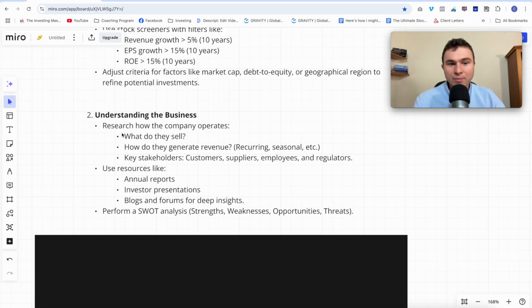Okay, step 2, understand the business. Research how the company operates. What do they sell? What do they do? How do they make money? Is this recurring? Like every year you have to buy the same stuff? I don't know, a chlorine chemical for a swimming pool? That's recurring. Either you buy the chlorine or your swimming pool turns green, which is not cool to see. So yeah, check the business model, seasonal, etc.